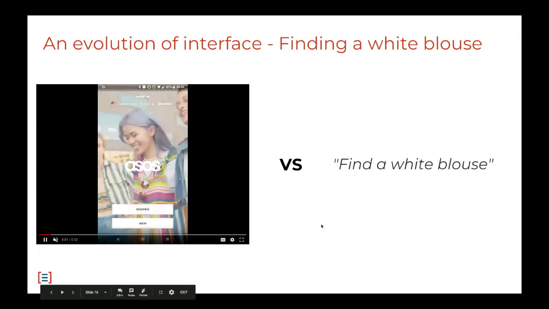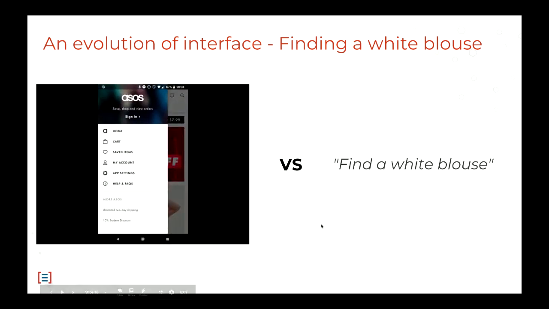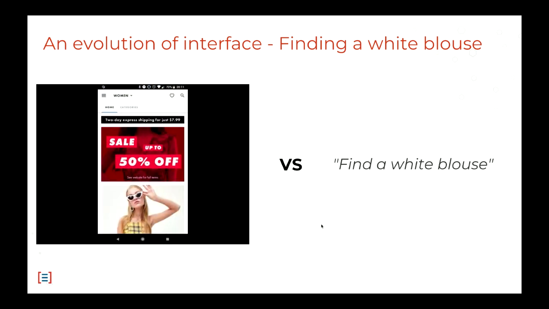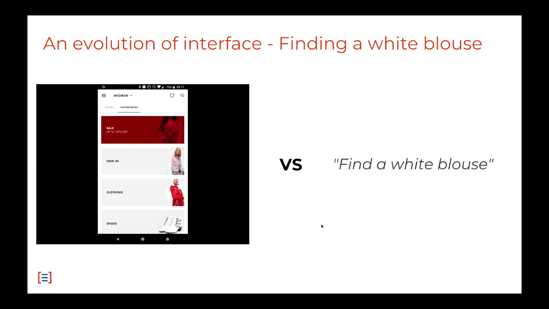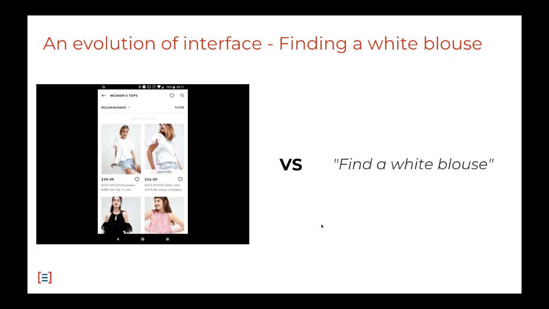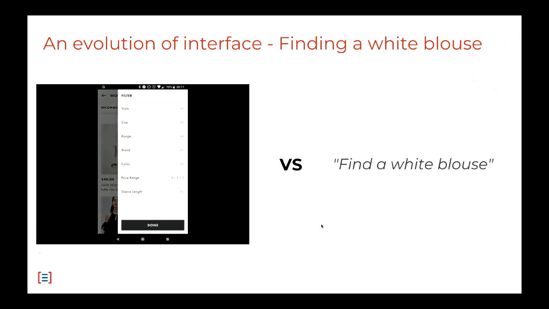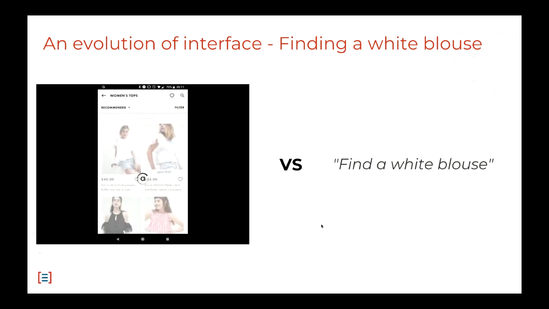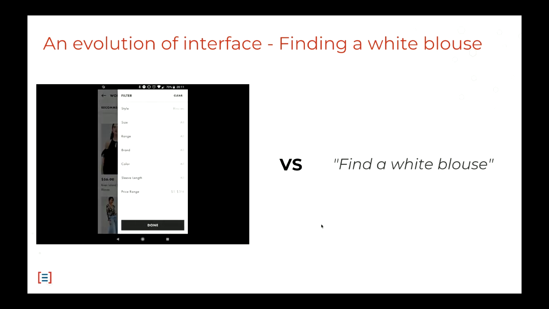Another evolution we can find is about interfaces themselves. Here, if I want to do a simple, straightforward action, I want to find a white blouse. In this app, I just took randomly an app to shop for a blouse. I have to check my category, then I have to add a filter for blouses, then I want only white blouses, so I have to go back to the filter, pick white blouses, and maybe then I can find what I want.